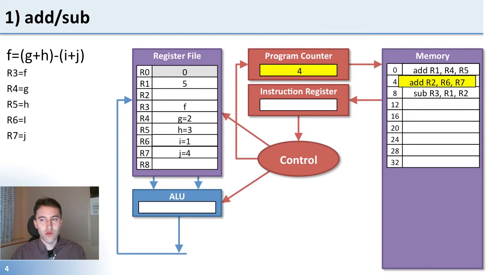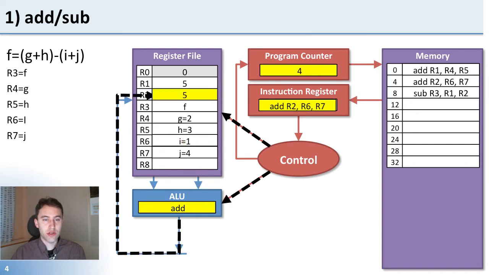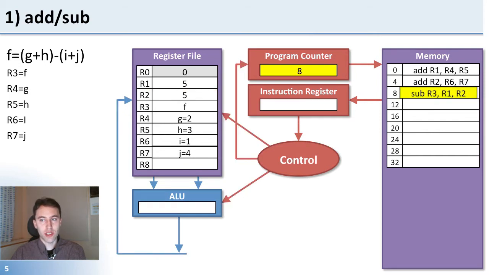Now we're at instruction 4. We're going to load instruction 4 into the instruction register. The control is going to tell the ALU to do an add again. We're going to get the source registers, which in this case are going to be 6 and 7. So we're going to add 1 plus 4. And we're going to write the results now into register 2. So now we've written 5 into registers 1 and 2. Now we increment our program counter. We go on to instruction 8.